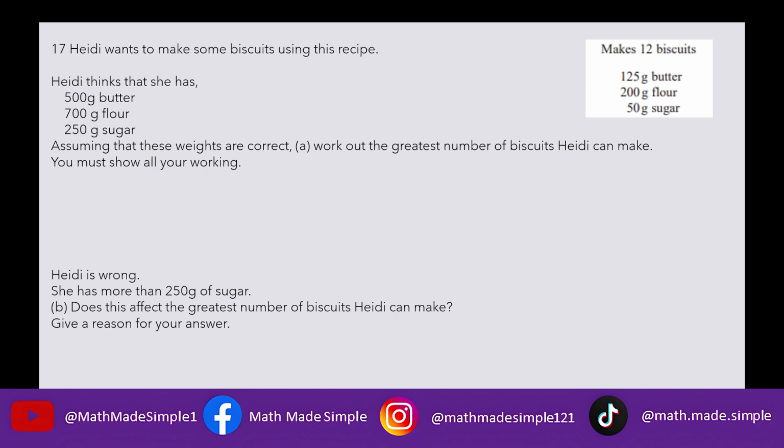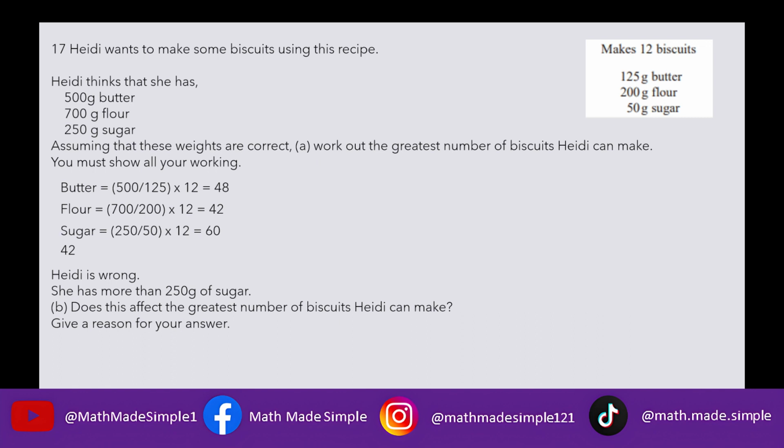So I must see how many biscuits I can make from each ingredient. So for the butter, I can make 48 using all of it. For the flour, I can make 42. And for the sugar, I can make 60. And then the smallest number is 42. So I can make 42 because I don't have enough flour for more.